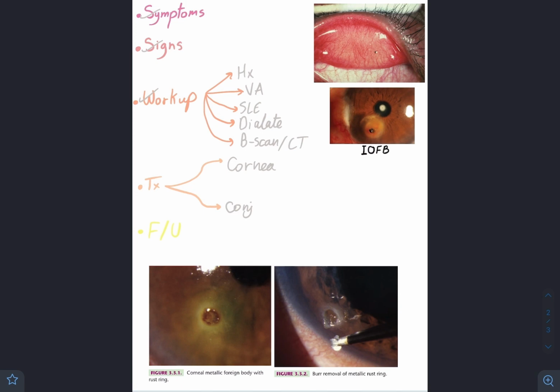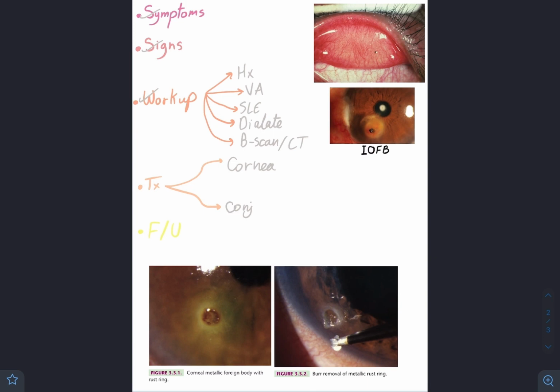Okay, if there is a rust ring, as you can see here in this picture, try to remove it as completely as possible on the first attempt. This may require an ophthalmic burr, as you can see in this picture. It's sometimes safer to leave a deep central rust ring because you want to give it time to migrate to the corneal surface. That will be much easier for you to remove later on.